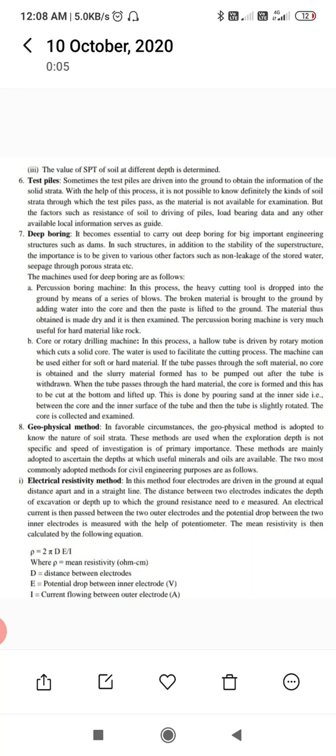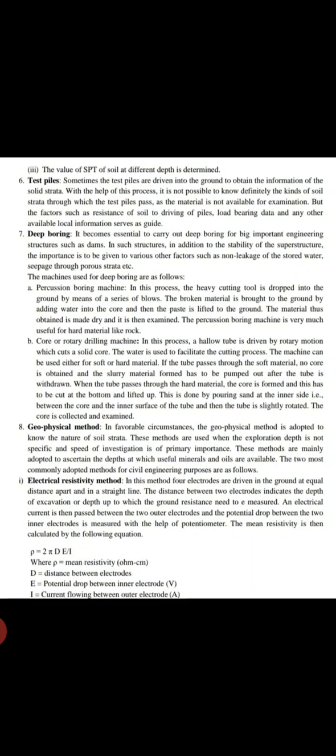The eighth one is geophysical method. In this favorable circumstance, the geophysical method is adopted to know the nature of soil strata. These methods are used when the exploration depth is not specific and speed of investigation is of primary importance. These methods are mainly adopted to ascertain the depth at which useful material and the rocks are available. The two most commonly adopted methods for civil engineering purposes are as follows.